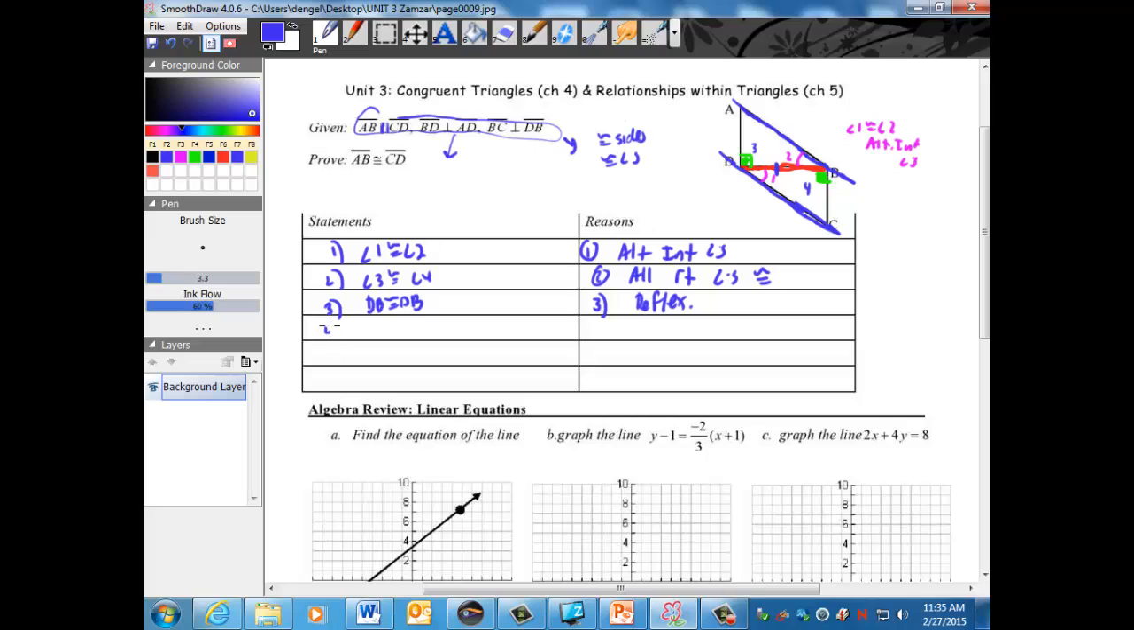And so what that allows us to do is now we can say that we have angle side angle and angle side angle. These two triangles are each congruent. So triangle ADB is congruent to triangle CBD, and that's going to be by angle side angle. And then last step we can say is that AB is congruent to CD, and that's going to be by CPCTC.